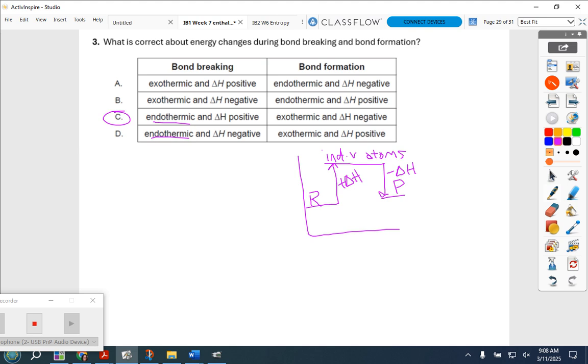Okay. If you want to think about how bond forming is exothermic, let me actually pull up that simulation real quick, because I don't think I showed it to you guys. I've showed it to honors.